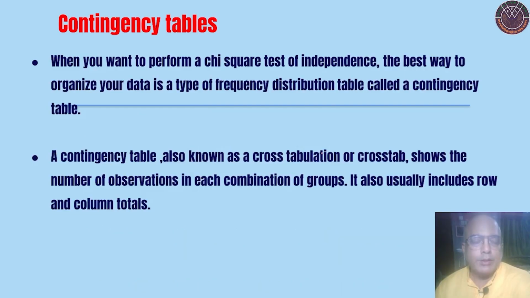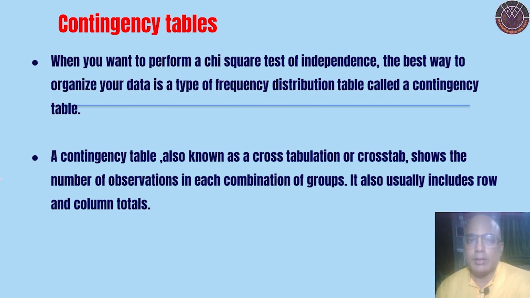So as I already told, what is a contingency table? Let us try to understand again. When you want to perform a chi-square test of independence, the best way to organize your data is a type of frequency distribution table called a contingency table. A contingency table, also known as cross tabulation, is just one type of matrix arrangement. Cross tabs show the number of observations in each combination of groups.